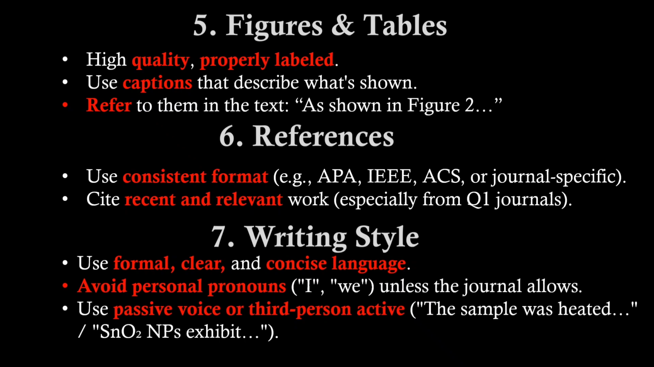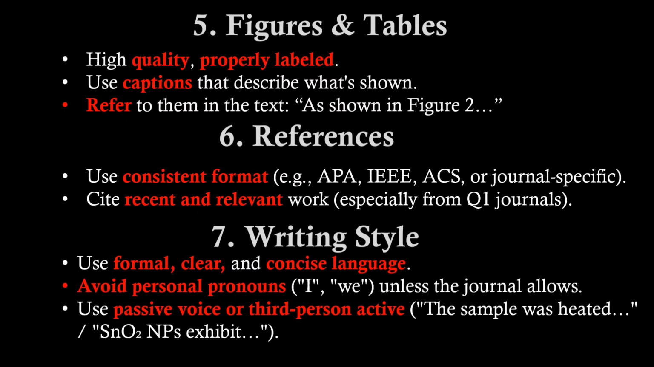And then, of course, we use the references. Use a consistent format. As I have already discussed in another session, we could use APS style, IEEE, ACS, whatever, but whatever style you are using for the references should be consistent throughout the research paper, the same style. Cite recent and relevant work, especially for a good scientific research paper. That reference should be from a Q1 journal. That's a good thing too.